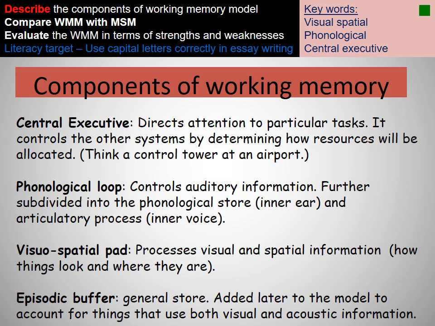We've then got the Visuospatial Sketchpad, which processes the visual and spatial information, so how things look and where they are. And then this bottom bit here is a new bit that Baddeley and Hitch introduced to the working memory at a later stage, which is the episodic buffer. Now they explain this as a general store added later to the model to account for things that use both visual and acoustic information.